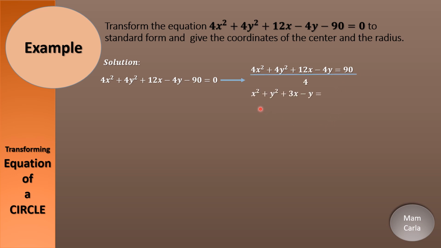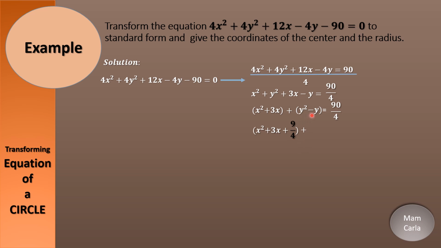So this now will become x squared plus y squared plus 3x minus y equals 90 over 4. And then we have to group x and y, or put x and y's together. So now we have quantity x squared plus 3x plus y squared minus y equals 90 over 4. And then we have to make this a perfect square trinomial. And that is by dividing this by 2 and then square. So 3 divided by 2 is 3 halves, raised to the second power is 9 over 4. So we need to add 9 over 4 here.